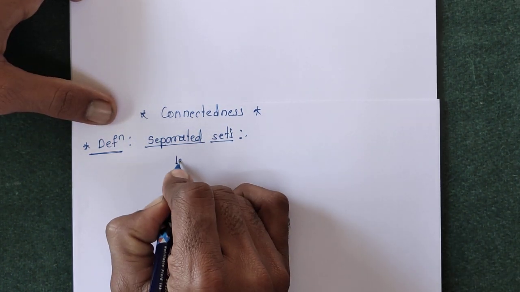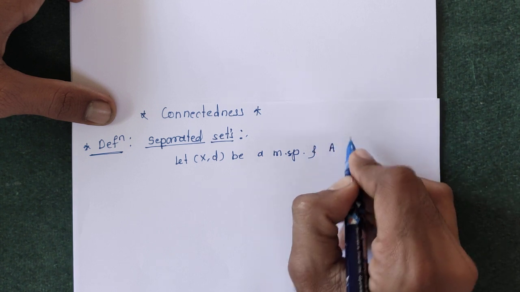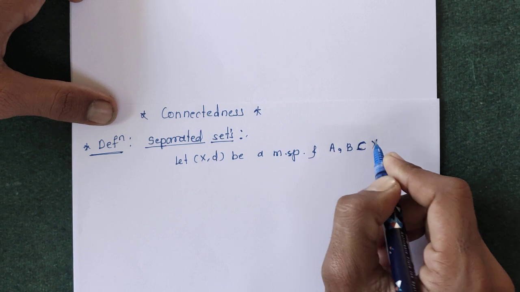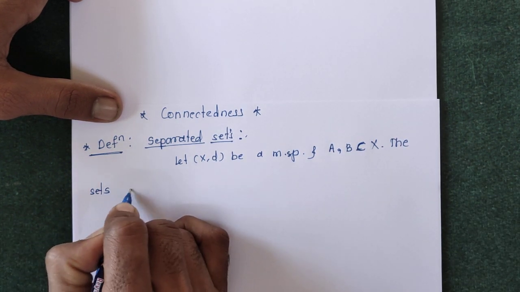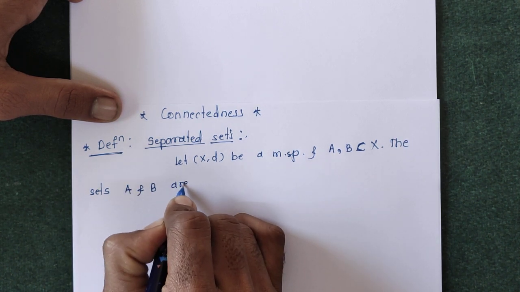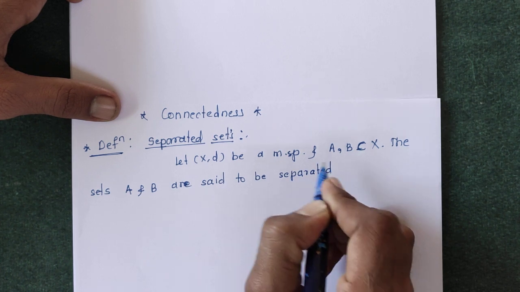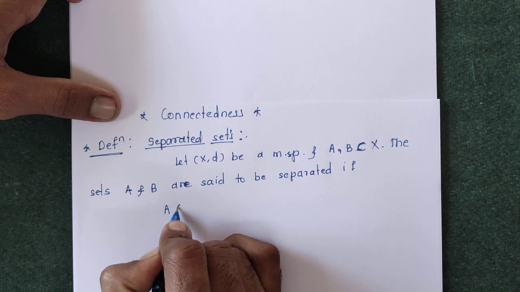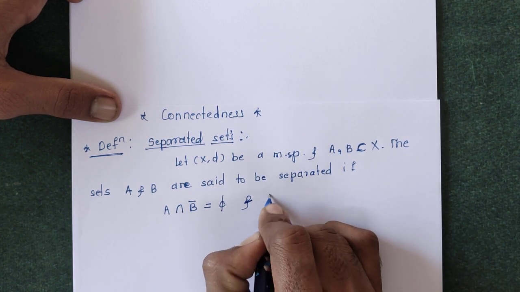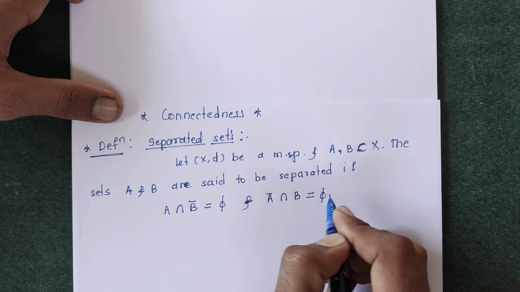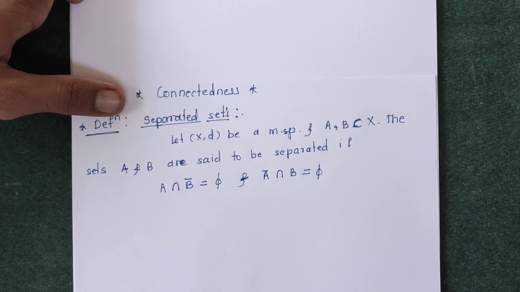So the definition of separated sets is: let (X, d) be a metric space and A, B are proper subsets of X. Then the sets A and B are said to be separated if A intersection B closure is equal to phi, that is, A intersection B closure is empty, and here it is "and", not "or", A closure intersection B is also empty. Then A and B are said to be separated sets.